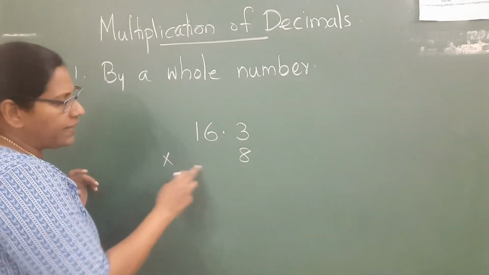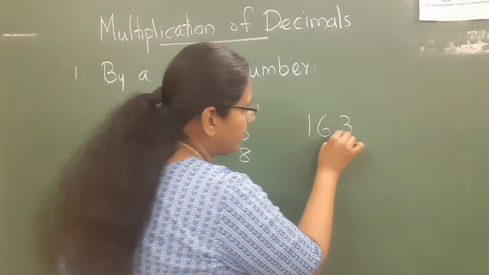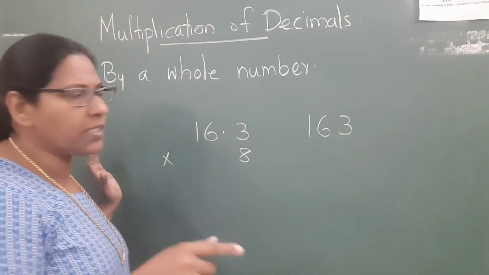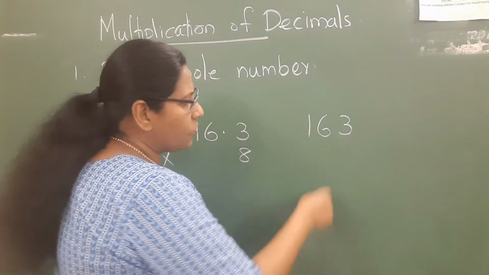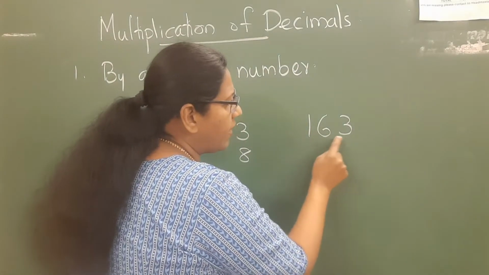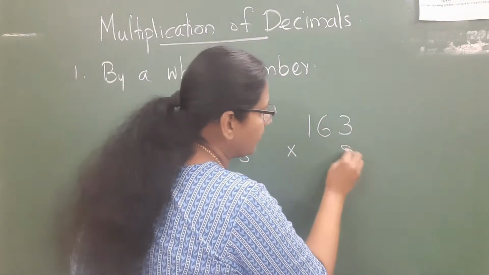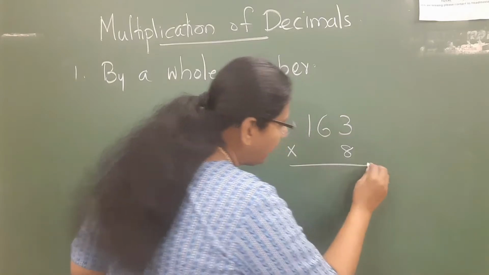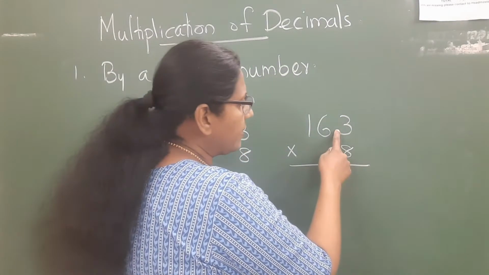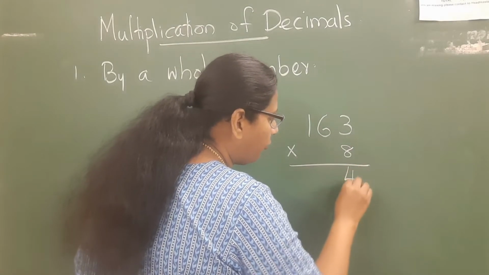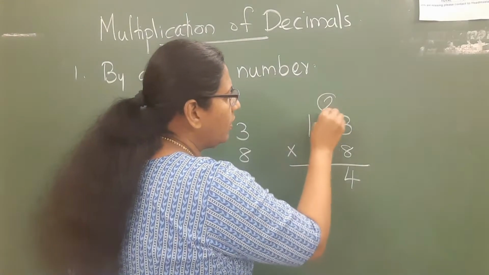We don't multiply this way. Instead, we multiply 163. Why? Because we are ignoring the decimal when we multiply. So, directly we write 163 into this 8 which is a whole number. And then we multiply. Okay. So, 8 3s are 24. 4 we wrote in 1's place and then 2 we wrote in 10's place.